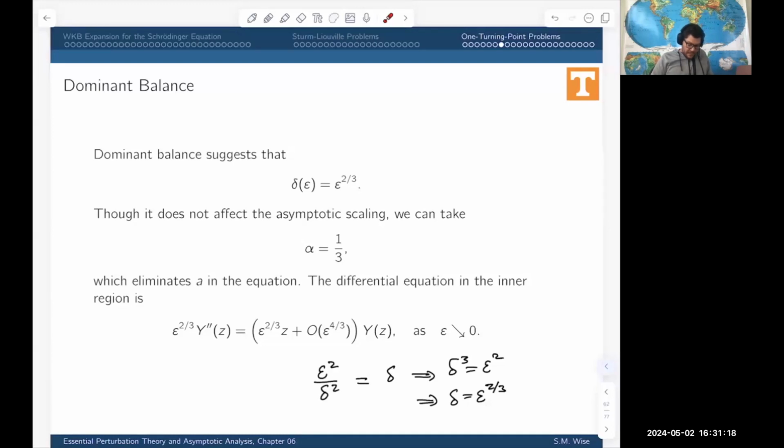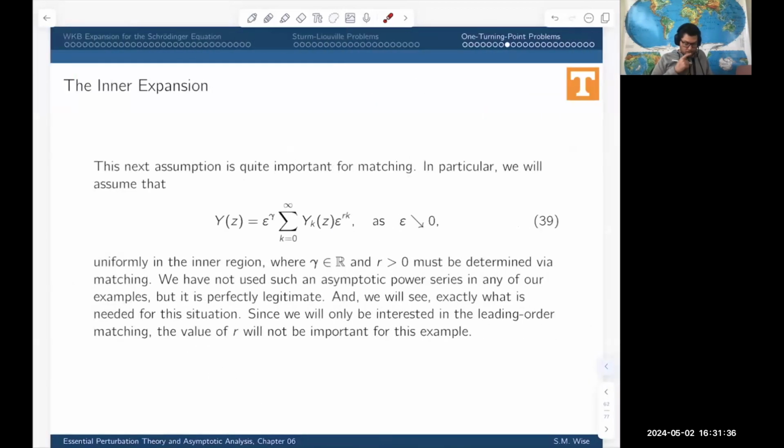So this is our new inner equation. And we're going to do our usual process of proposing a solution expansion ansatz for the inner solution, capital Y. This one requires some trial and error to get to work.